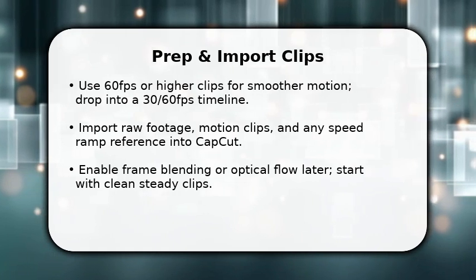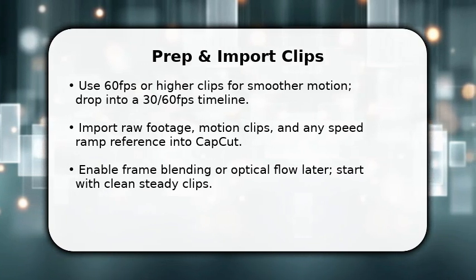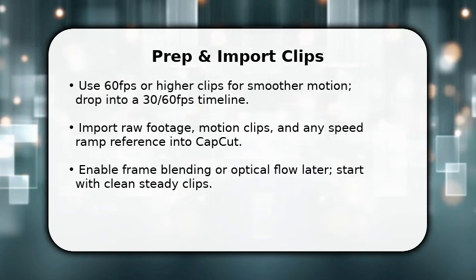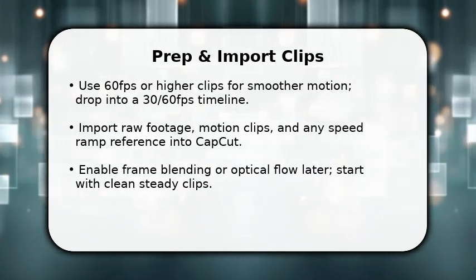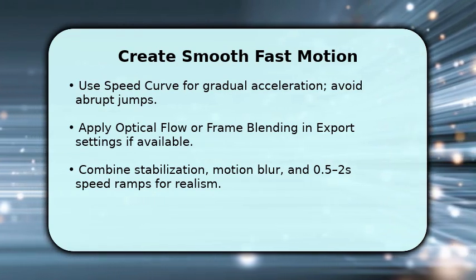Then place clips on the timeline in the order you intend to appear, trim excess, and prepare one clip for the first speed adjustment step. You now convert steady motion into fast yet smooth movement by using speed curve. Pull keyframes to ease in and out so velocity changes gradually.